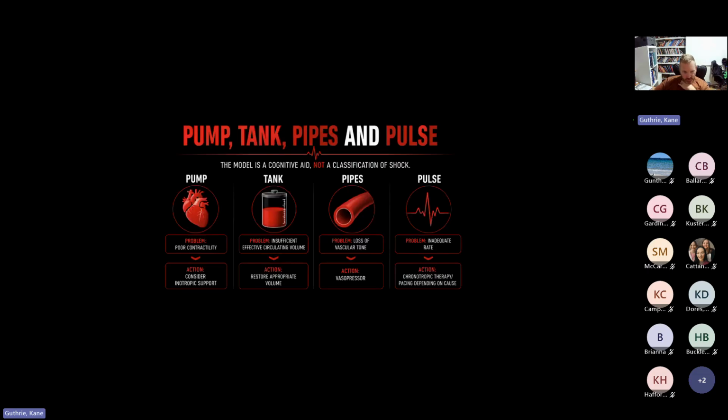I'm a bit of a simple soul, so I look at it more as a pump problem. So if they've got poor contractility, the tank problem, where they've got insufficient effective circulating volume. Is it a pipe problem where the pipes have got leaky and they're not stiff and toned and giving an adequate systemic vascular resistance? We often think about pulse could be a problem as well. So severe bradycardia or severe tachycardias can result in shock as well.